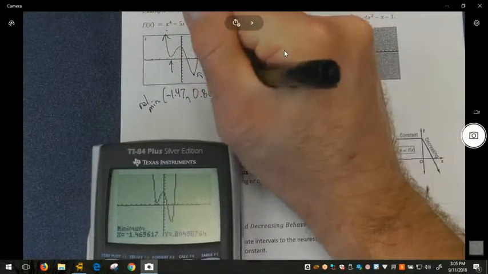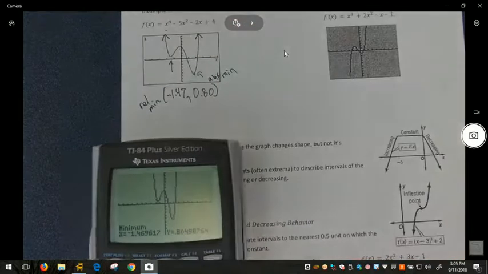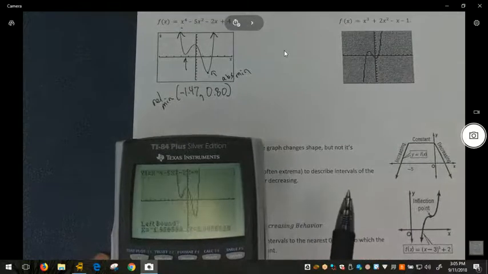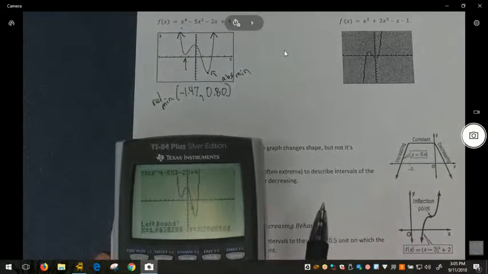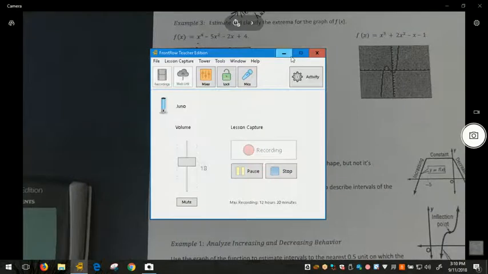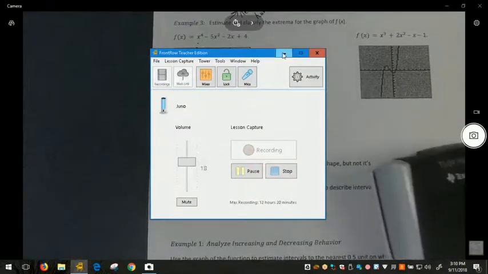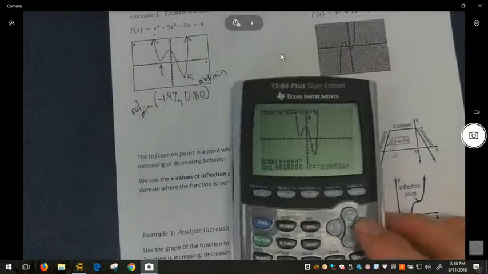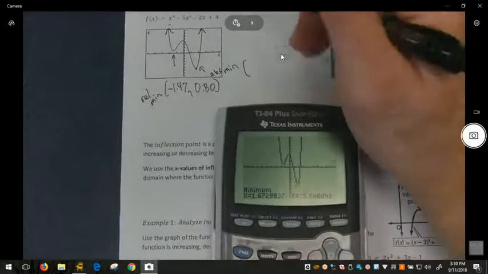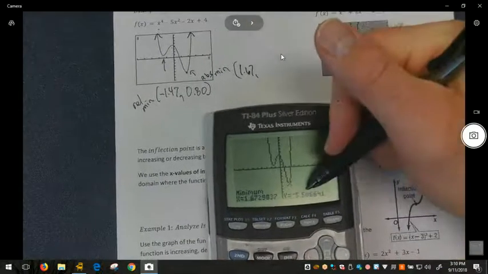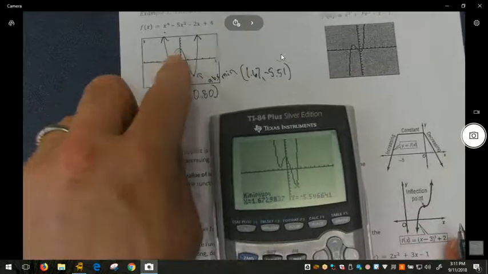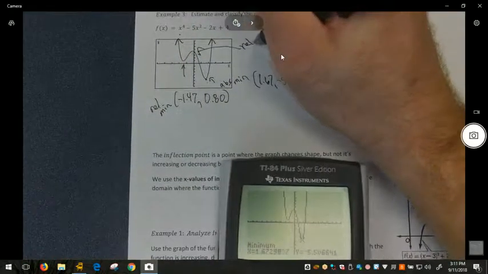This absolute minimum, I'm going to calculate now. And so I hit second trace, go to minimum value, go over to that, a little to the left of that point, and then hit enter, and then go a little to the right. It says right bound, go to the right, hit enter again, let it guess. The absolute min is given to us, it's even highlighted on there at 1.672, so we round to 1.67, negative 5.506, which is negative 5.51. There's the absolute minimum. We still have to get this relative max up here, relative maximum.